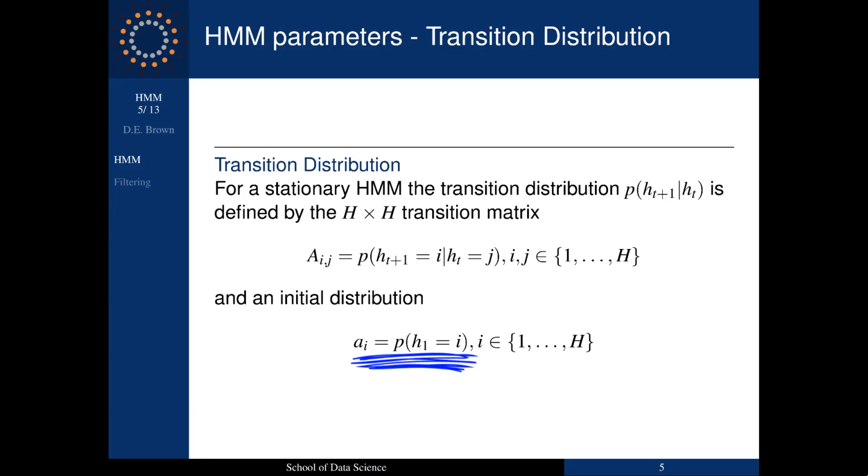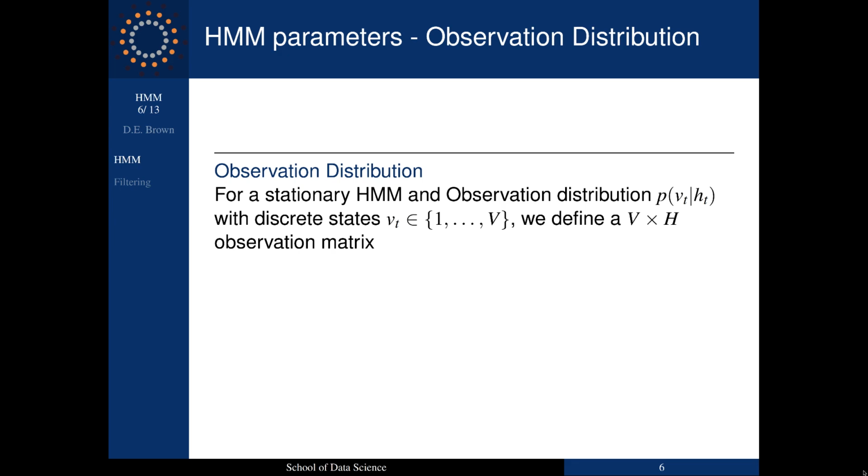And we have an initial distribution that we define as pi sub i, which is simply going to be the probability that at unit 1, hidden unit 1, it's in one of those h states. So let's now look at the observation distribution. And the observation distribution has elements such as P of V sub t given H sub t. And V sub t, again, is the state of the visible unit at time t, and H sub t is the state of the hidden unit at time t.